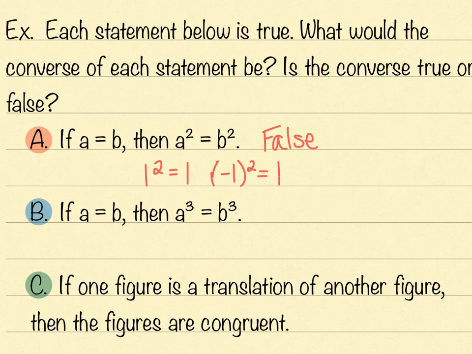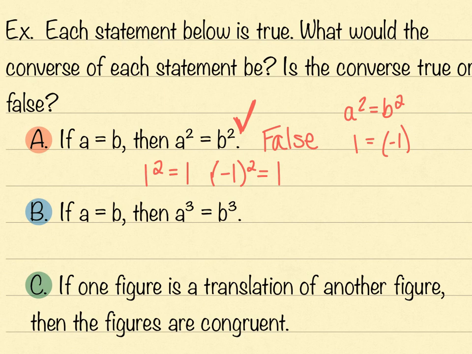Now I agree that the original statement is true. But reversing it around to say that if A squared equals B squared, then A and B must be the same isn't true, because A could be 1 and B could be negative 1, and those two are not the same. So the original statement is true, but the converse of that statement would be false. In order for it to be true, it'd have to be true every single time.